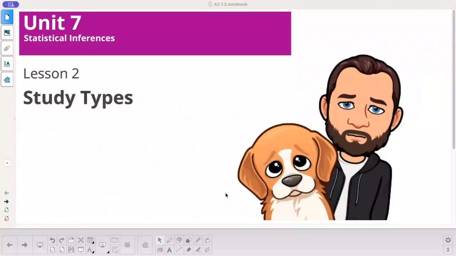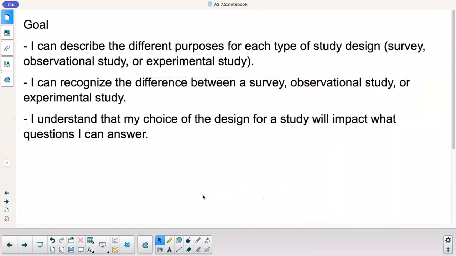Illustrative Math, Algebra 2, Unit 7, Lesson 2 is called Study Types. All right, our goals today are: I can describe the different purposes for each type of study design. Our three study designs are survey, observational study, or experimental study. Second goal, I can recognize the difference between a survey, observational study, or experimental study. And our third goal, I understand that my choice of the design for a study will impact what questions I can answer.